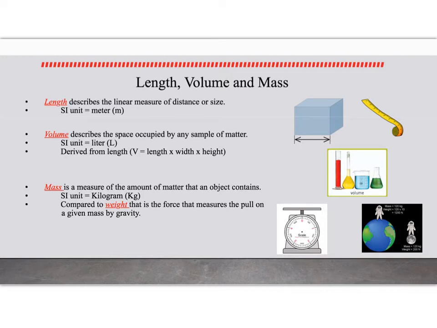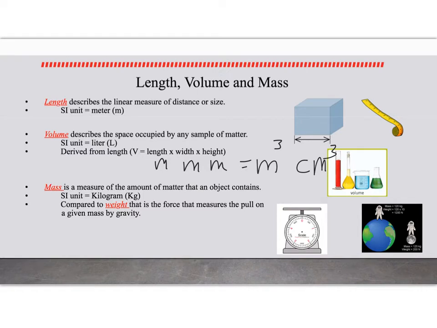Hence, the volume is length times width times height. If we have length in meters, width in meters, and height in meters, we can get meters cubed. Anything cubed leads to volume, such as meters cubed or centimeters cubed. We can relate that to a volumetric unit.